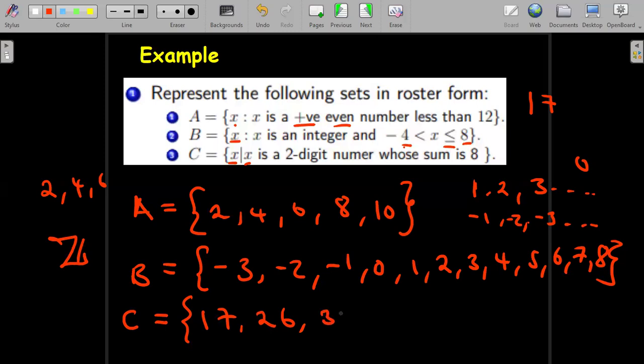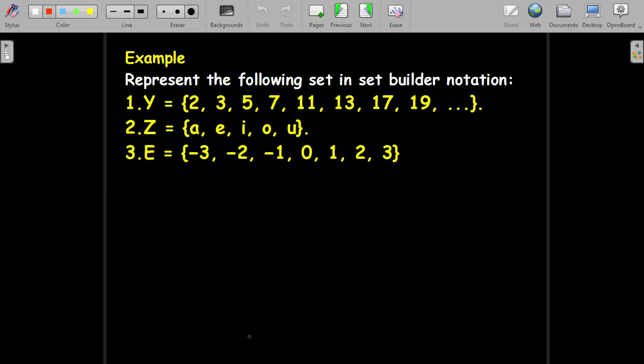Do the same, so I have 3 there, and what am I going to have? I have 5 there. Do the same, I'm going to have 4, 4 there. Increase there, I'll have 5, and I'll have 3 there, 6 there, and 2 there. Then I'll have 7 there and 1 there. So this here is the set C, which is just a set of X such that X is a two-digit number whose sum is 8. So this is how I list down or represent everything in roster form. Okay, we move on to the next question we have.